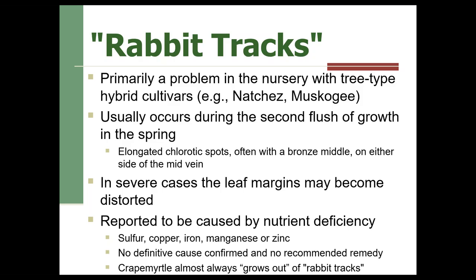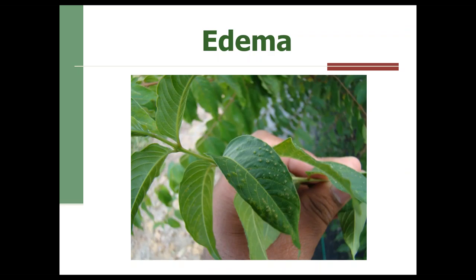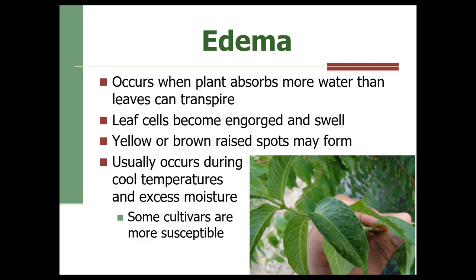Now, what I consider rare problems with crepe myrtle are edema, Asian ambrosia beetle, and mushroom root rot. Edema actually is characterized by leaf cells that become very engorged and swell up and sometimes get a corky appearance to the leaf. It usually occurs when the plant absorbs water faster than the leaves can transpire it, so that basically the leaves and the leaf cells become oversaturated, they become engorged, and they swell up, forming spots that may develop into corky-like spots.